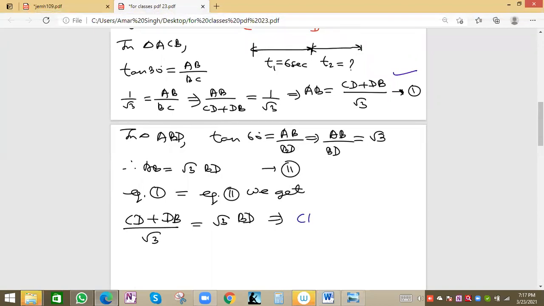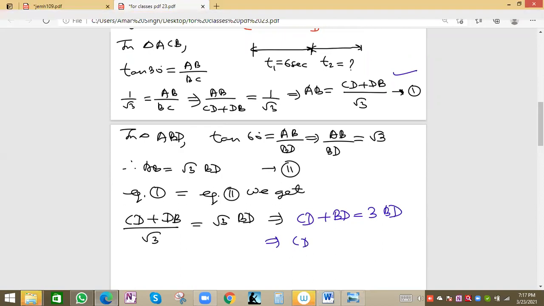We'll do cross multiplication. So CD plus BD will be equal to 3 BD. So CD equals 2 BD. This is an important relation we got: CD is twice BD.